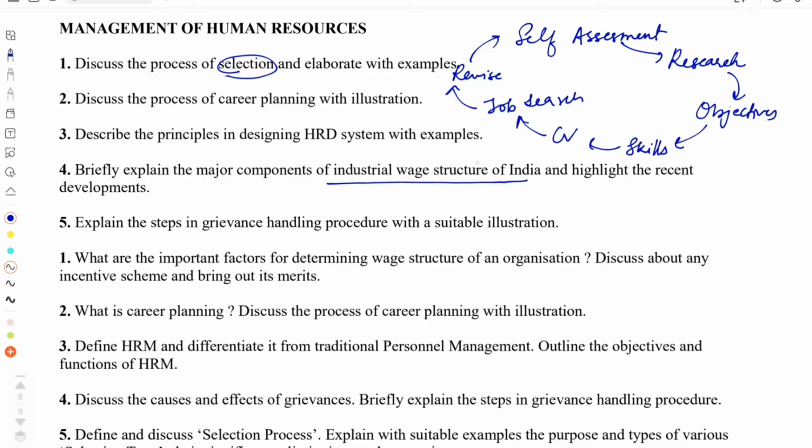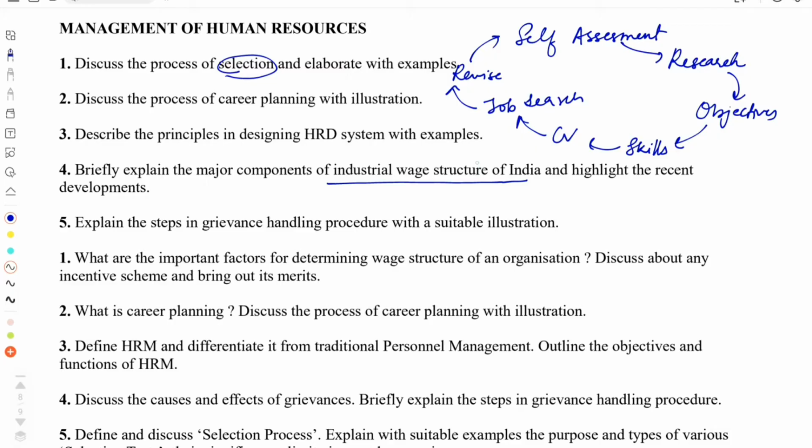Now, for the recent developments, you can write about the new wage code of 2022. According to the new wage code which was released in 2022, a few important pointers are increased PF contribution, change in the gratuity rule, change in salary structure has been proposed, as well as change in working hours.